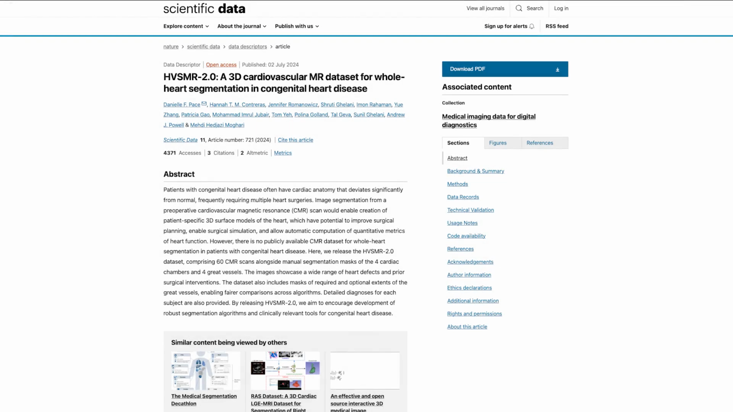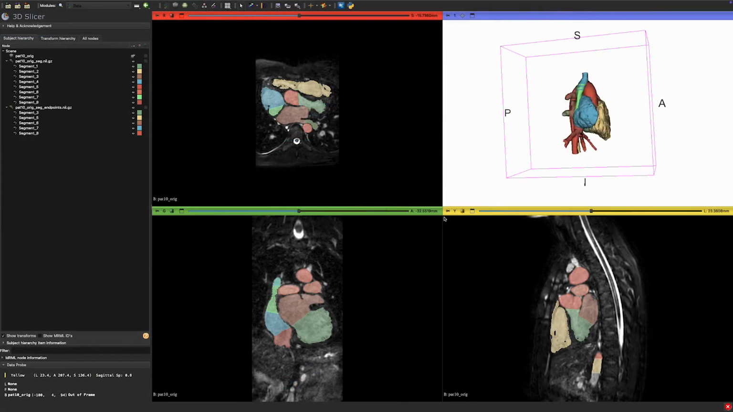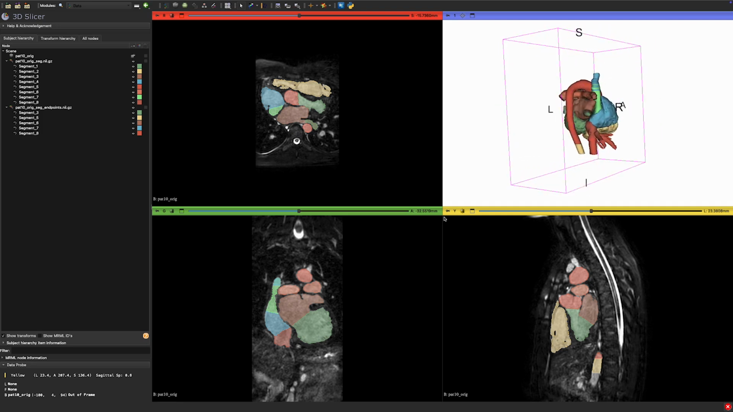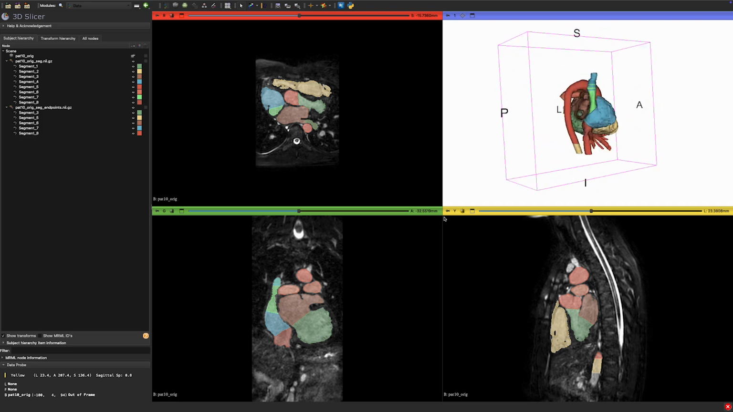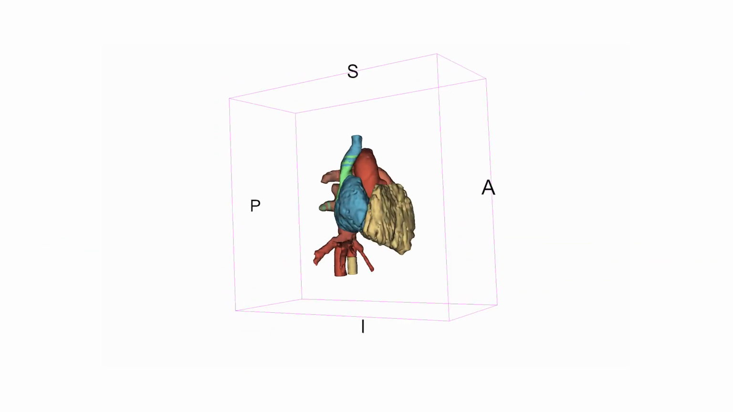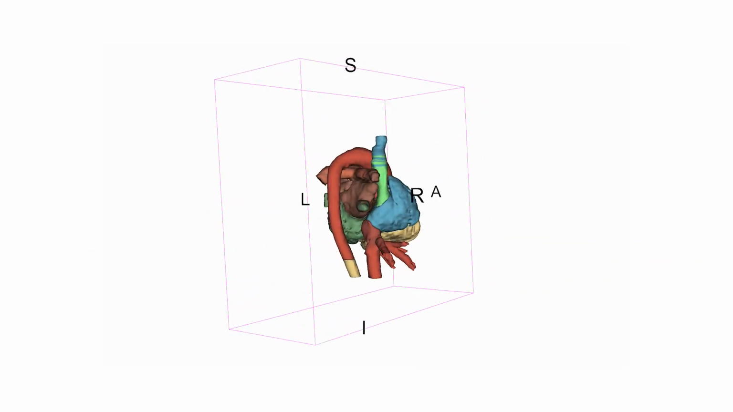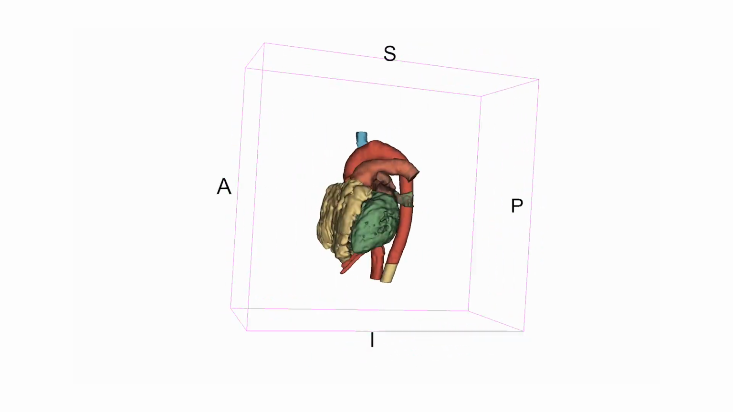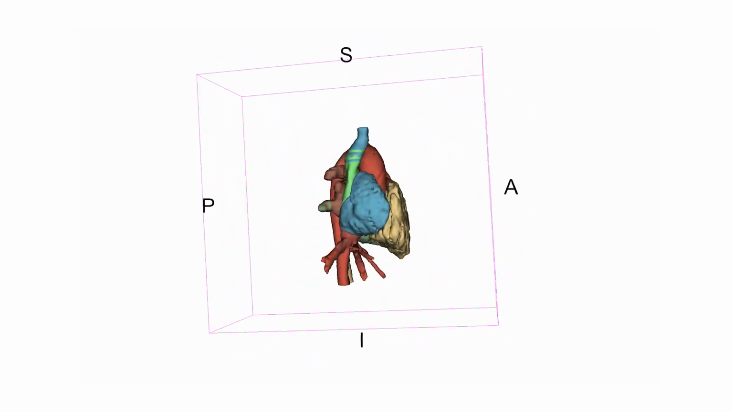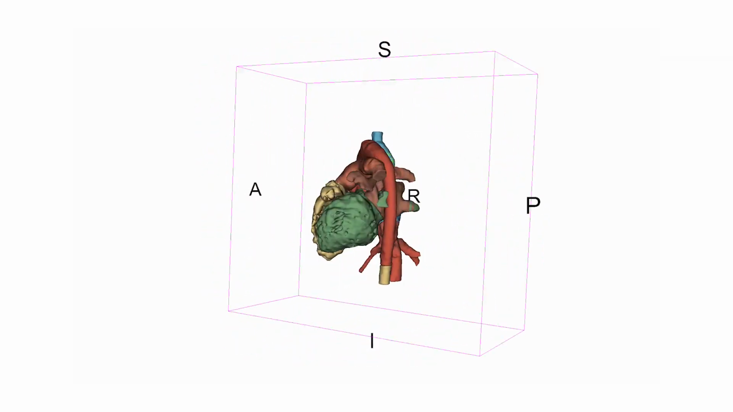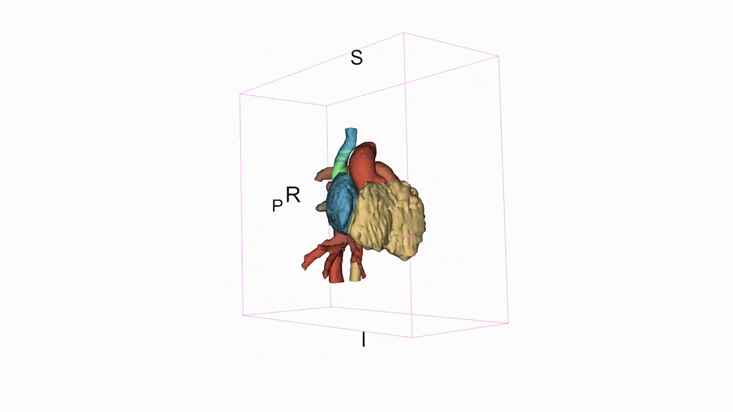The HVSMR 2.0 dataset is a valuable resource for advancing research in congenital heart disease. We explored its structure, alignment with FAIR principles, unique features like whole heart segmentation, and potentials for improving AI-driven medical applications. This dataset opens new doors to improve diagnosis, surgical planning, and treatment in CHD.